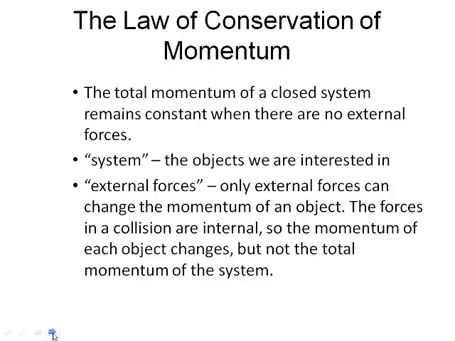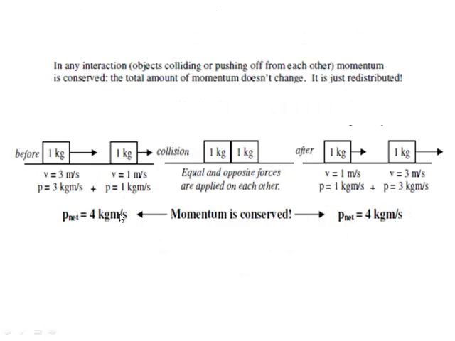The law of conservation of momentum basically states that the total momentum before a collision has to remain the same after a collision. We talk about a closed system. I define here the system as the objects that we're interested in. External forces are forces outside of our system, so we're only worried about those internal forces, and we're worried about closed systems because they're always going to have momentum conserved.